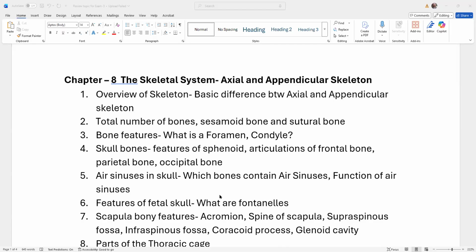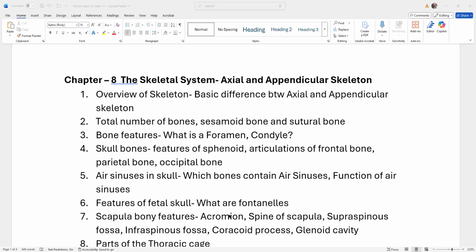What are the features of the fetal skull? Especially, what are fontanelles? And you see medical people, they check for the soft spot. What is a soft spot? And what are the other soft spots?